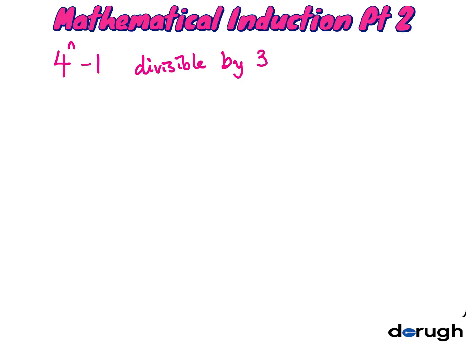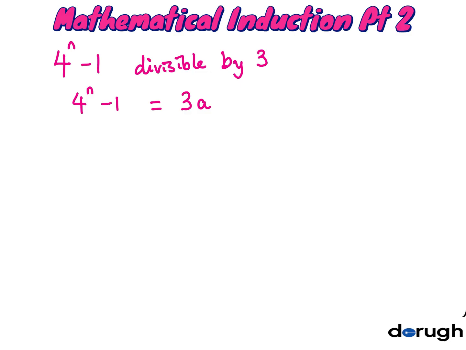Prove that 4 power n minus 1 is divisible by 3. Of course, anything that is divisible by 3 is a multiple of 3, right? So, in order to represent this in formula form, we're going to say 4 power n minus 1 is equal to 3a, a multiple of 3. So a is any real number.